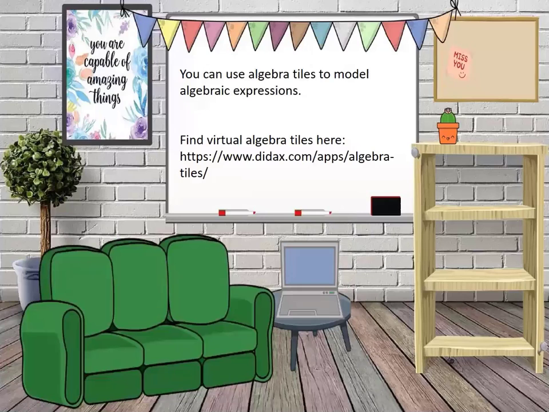Now, we will explore using algebra tiles to model and help us simplify algebraic expressions with the distributive property in mind. So I'll be doing some demonstrations for you today. To participate or practice using the algebra tiles, feel free to go to the link that is now on your screen.